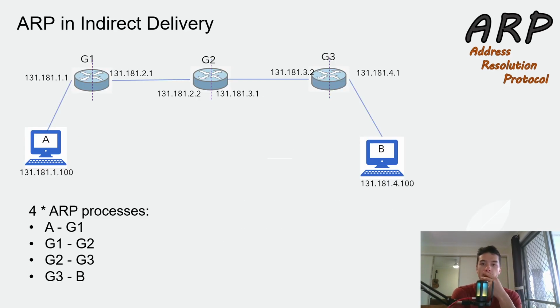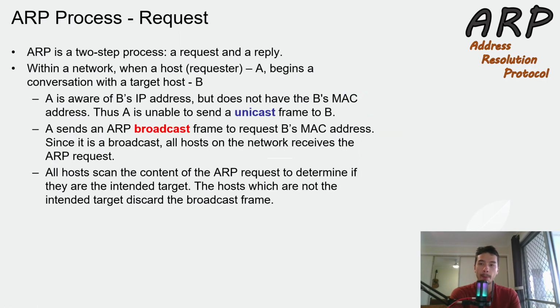Here's another one. It's a full process. You're running through: you've got to go A to G, G to G1 to G2, G2 to G3, G3 to B. So yeah, it's like 1, 2, 3, 4 sort of connections that you're going to have to establish there in order for A and B to have a communication between each other.